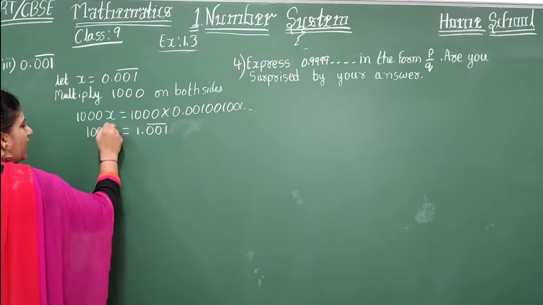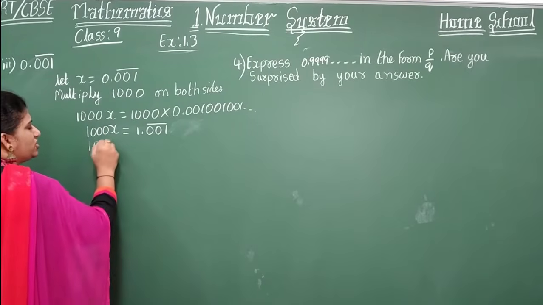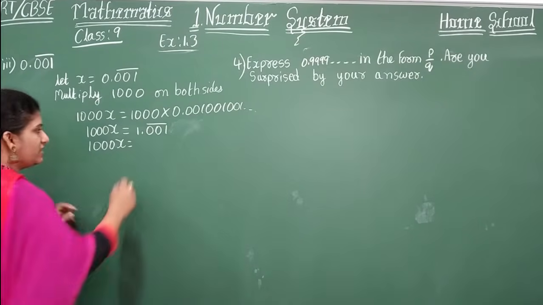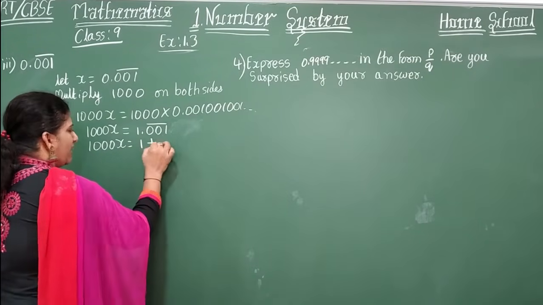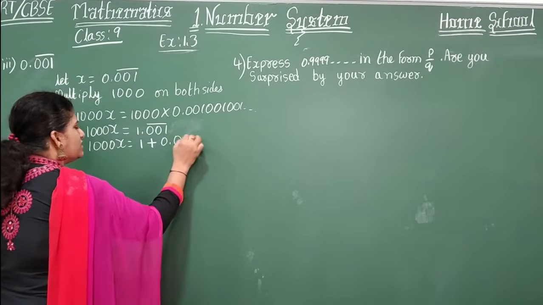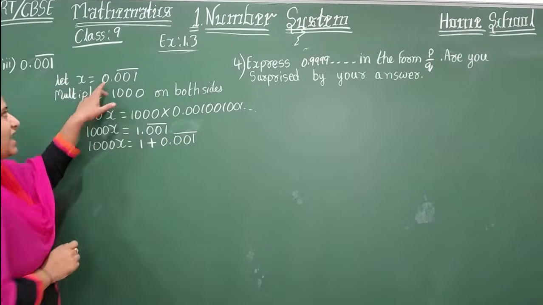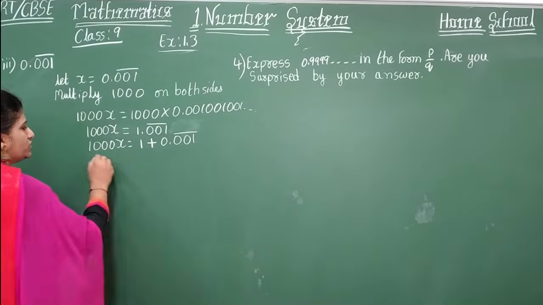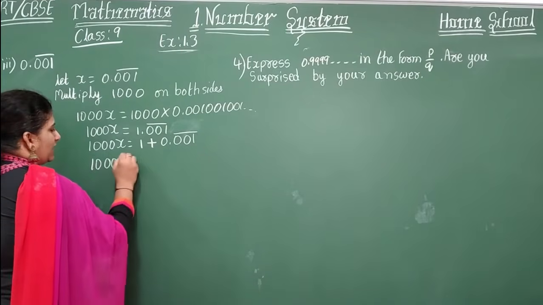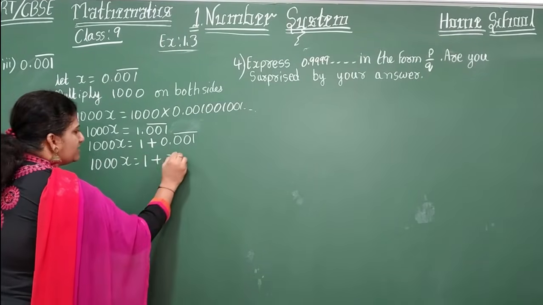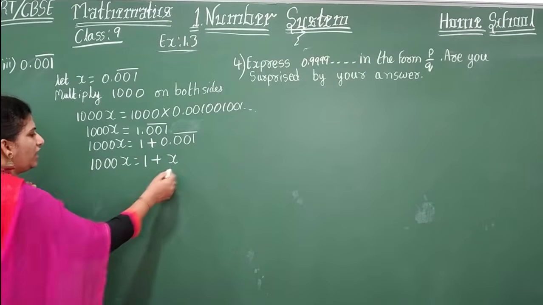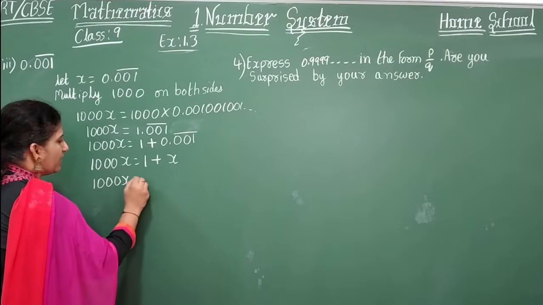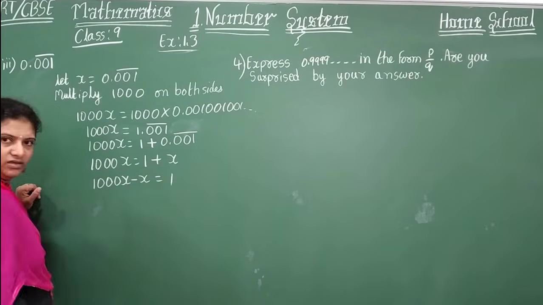What is this? This is 1000x. Now split children this value. Split this one. How do you split this? That will be 1 plus 0.001 bar. That is as usual. What is this value here? This is nothing but x. So substitute x there. 1000x is equal to 1 plus x. Okay. Now bring this x this side. 1000x minus x is equal to 1.